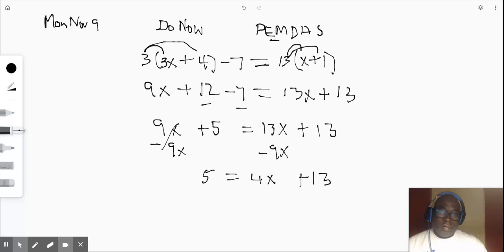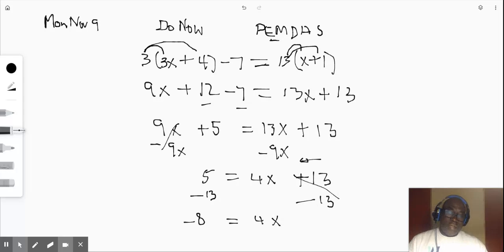So we want to get 13 on the other side. We want to put it on the other side of the equation. So what we're going to do, we're going to minus 13 from both sides. So 5 minus 13 is going to give us negative 8. And that is going to be equal to 4x, because this 13 will cancel out.